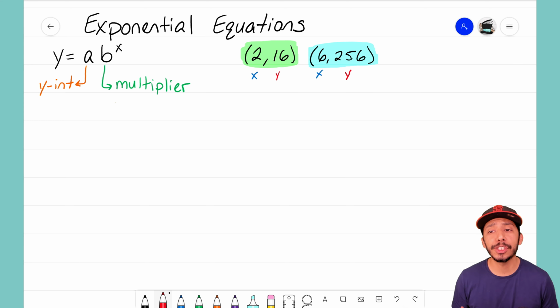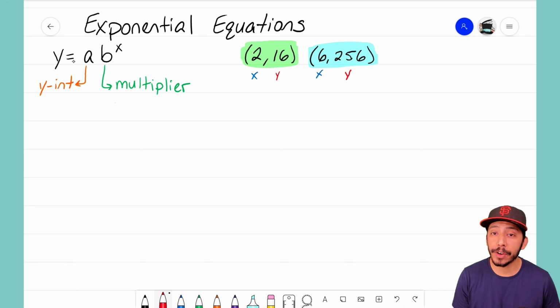Now we see here we're given 2 different points that lie on our exponential curve. The first point here is (2, 16), and the other point is (6, 256). And all we know is that those 2 points are on the same curve. Our goal is to create an exponential equation that will go through both of those points.